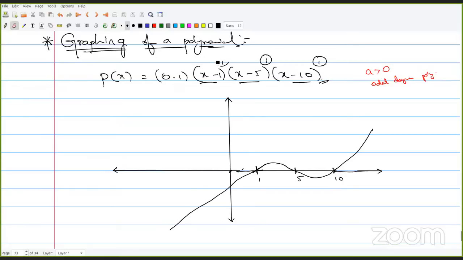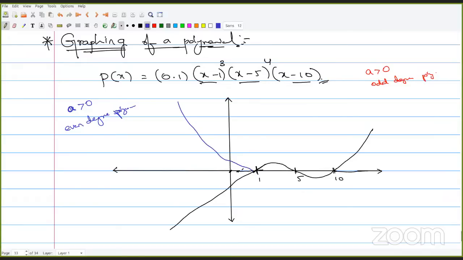So this is how we draw the graph. Now if it is like this, what is the degree of this particular polynomial? 8. Is it even or odd? Even. So now we have an even degree polynomial with leading coefficient greater than 0. Now how will the end behavior be?